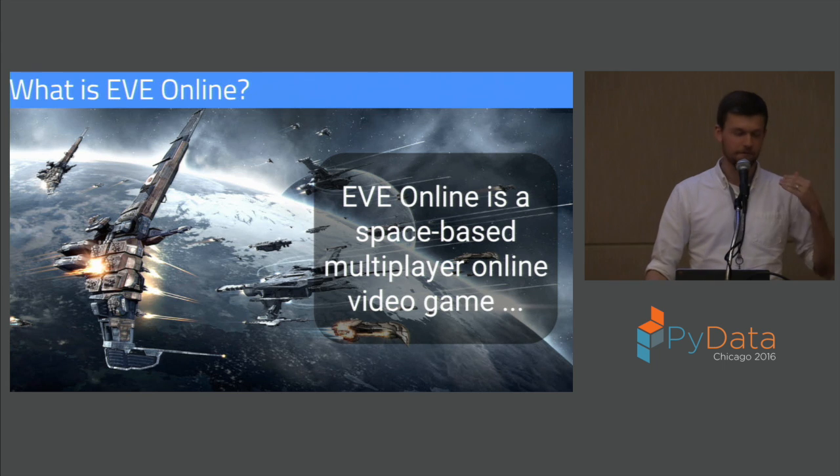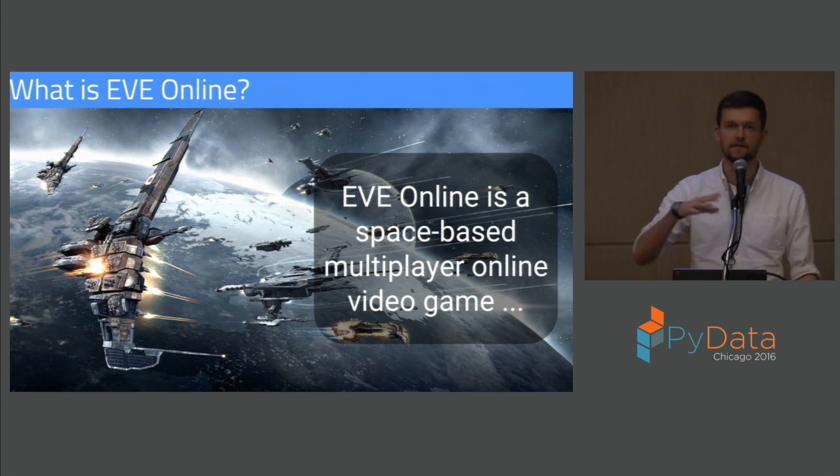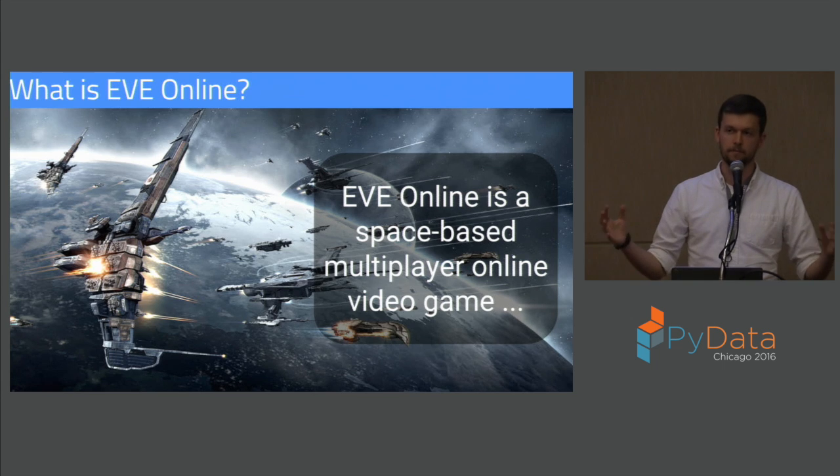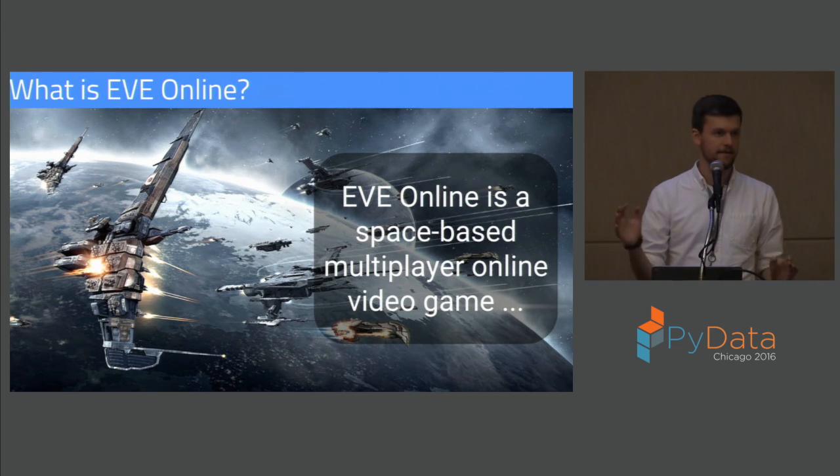So EVE, for those of you who haven't heard of it, is an online multiplayer video game that's based in space. So you get spaceships, you fly them around, you shoot at stuff. One reason it's famous is there are these giant battles where literal thousands of real people will coordinate and work together at the same time.